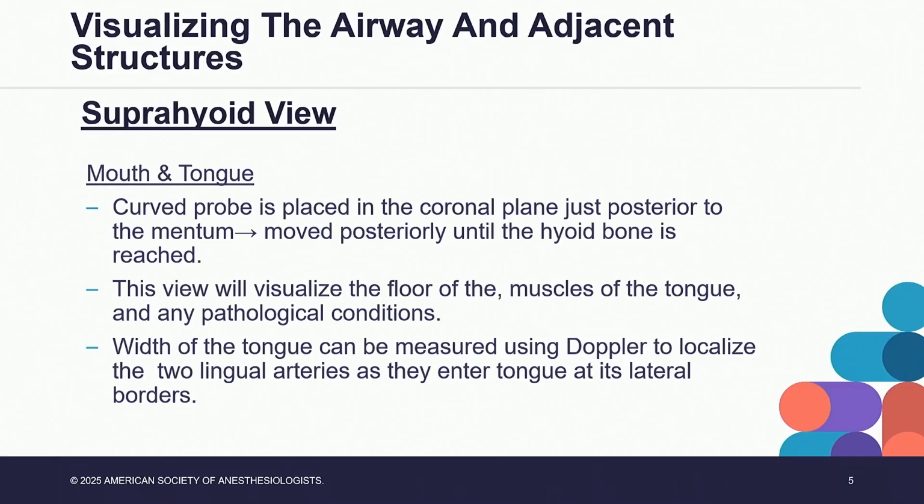Suprahyoid view: we have to place the curved probe in the coronal plane, just posterior to the mentum, move posterior a little bit to view the hyoid bone, and then the view will visualize the floor of the mouth, the muscles of the tongue, and any pathological condition. Also, you can measure the width of the tongue, and Doppler can be used to localize the two lingual arteries as they enter the tongue at its lateral borders. Every single part here is very important. Later, we can explain how it is clinically relevant.